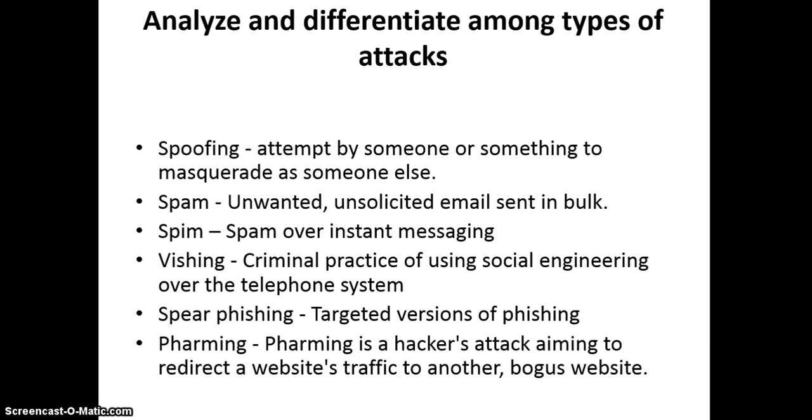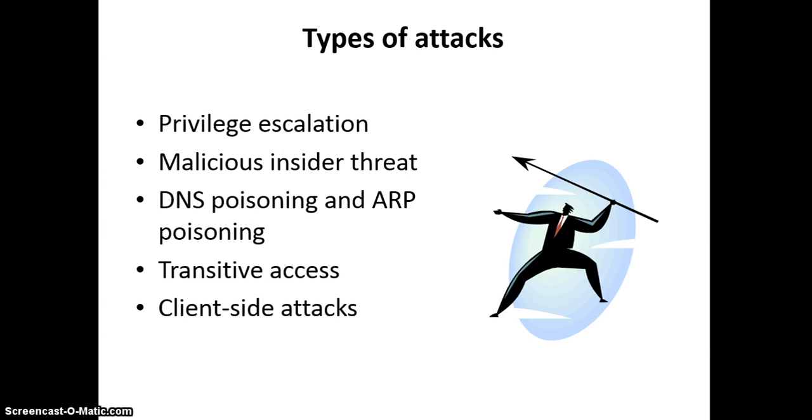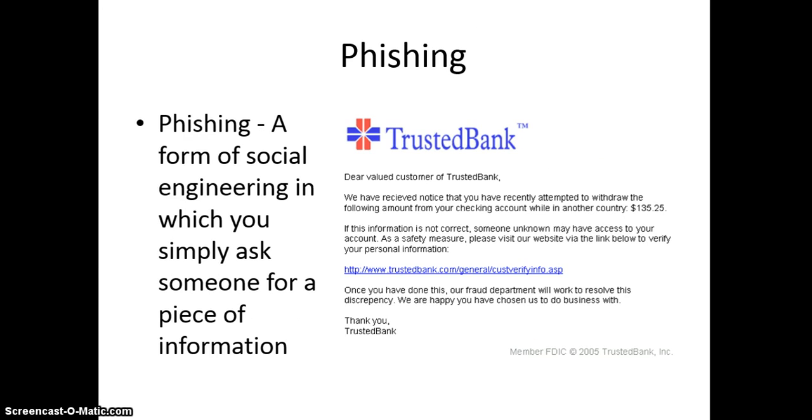There are a lot of different key terms to memorize as we go through this. You need to be able to memorize these: spoofing, spam, spim, vishing, spear phishing, pharming. I would also say that you need to know whaling as well as the rest of these, and even a simple note card would be good for memorizing these. A few different types of attacks that are typically shown on the exams: things like privilege escalation, malicious insider threat, DNS poisoning, ARP poisoning, transitive access, and client-side attacks. These are all things that you need to be aware of when taking any of these certification exams.